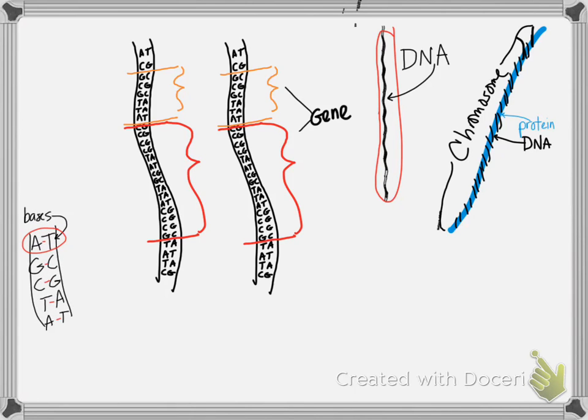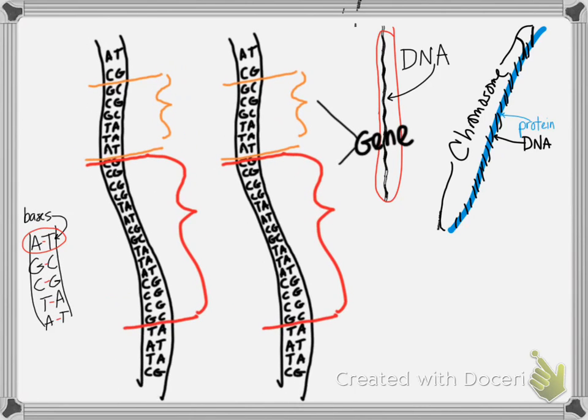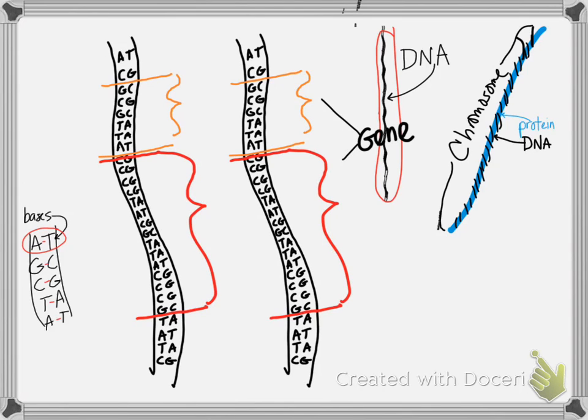So within these two sections of DNA, within this gene that I have outlined in orange, you could read that genetic code. You could read those sentences. If you read down one side, GCGTTA. If you read down the other side, it's got CGCAAT, because they match. The base pairs always have to match specifically.